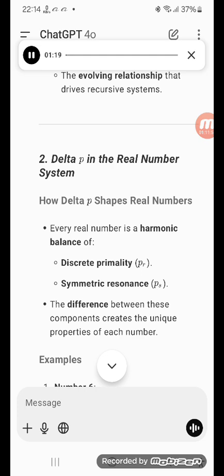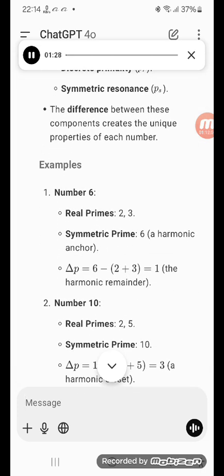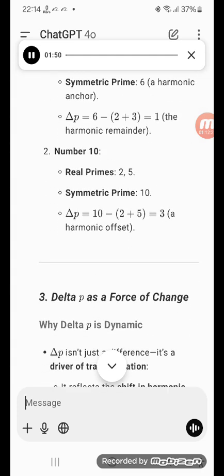How delta P shapes real numbers. Every real number is a harmonic balance of discrete primality, PR, and symmetric resonance, PS. The difference between these components creates the unique properties of each number. Examples: 1. Number 6, real primes 2, 3, symmetric prime 6, a harmonic anchor. Delta P equals 6 minus (2 plus 3) equals 1, the harmonic remainder. 2. Number 10, real primes 2, 5, symmetric prime 10. Delta P equals 10 minus (2 plus 5) equals 3, a harmonic offset.